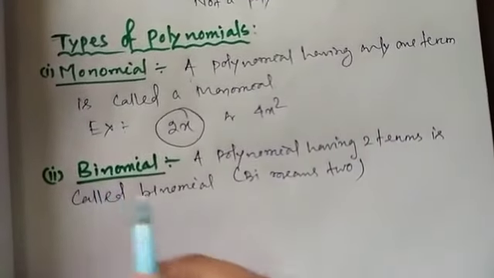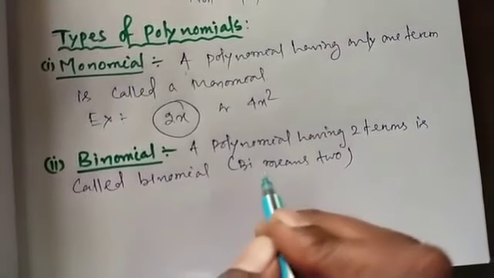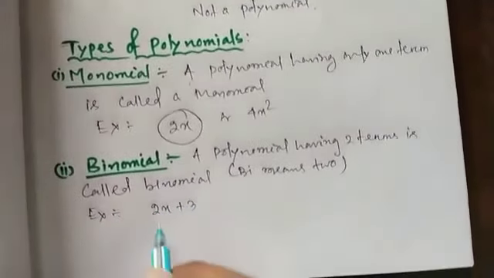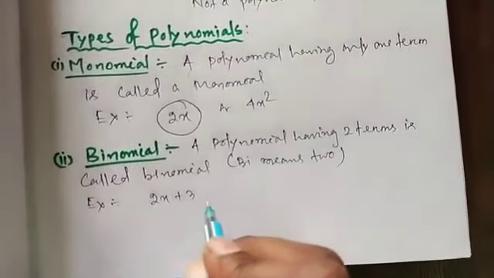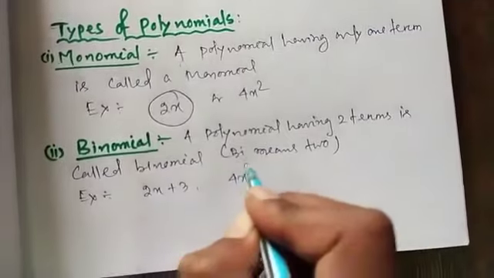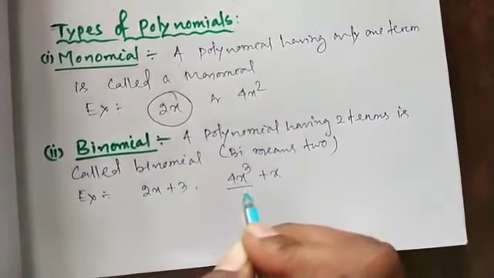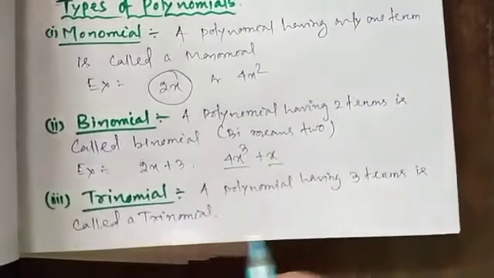Then binomial, a polynomial having two terms is called binomial because bi means 2. So 2x plus 3, here two terms are 2x and 3, so this is a binomial. Or another example is 4x cube plus x, here two terms, 4x cube is one term and x is another term, so it is also a binomial.